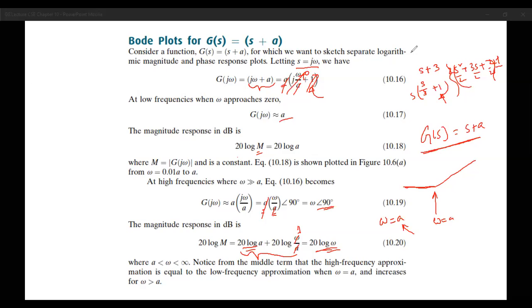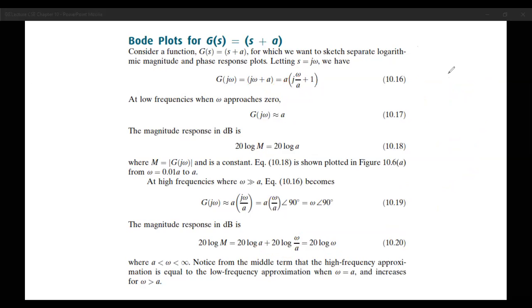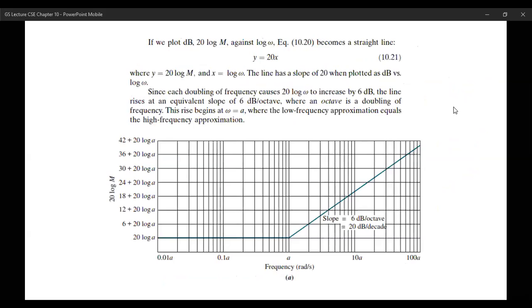Let's look at the straight line approximation more clearly in the next slide. So what we have is y equal to our output, 20 log m. If log m can be approximated as x, then we have 20x. So this is nothing but y equal to mx, the slope of which is 20.